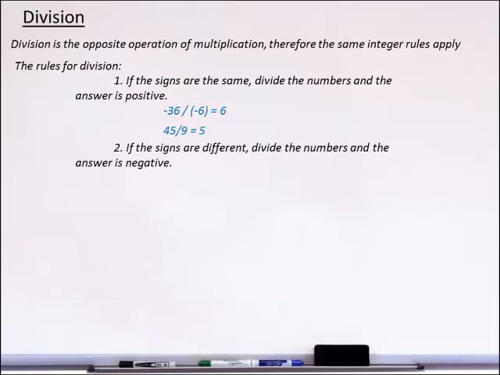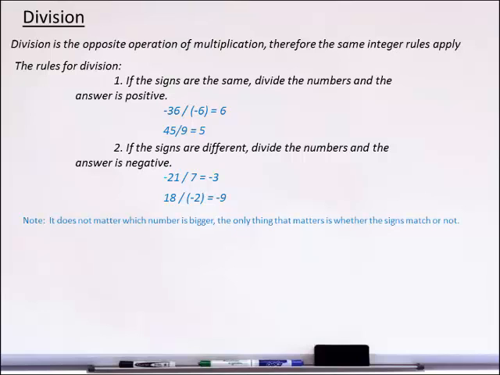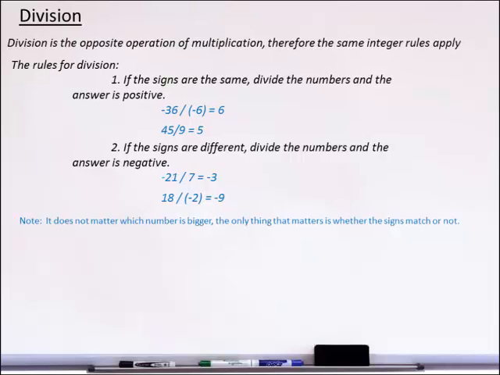If the signs are different, divide the numbers and the answer is negative. Negative 21 divided by positive 7. I have a negative and a positive, so I get a negative answer, negative 3. 18 divided by negative 2. Positive and negative give me a negative answer, negative 9. It doesn't matter which number is bigger. All that matters is if the signs match or not. So the same with multiplication.